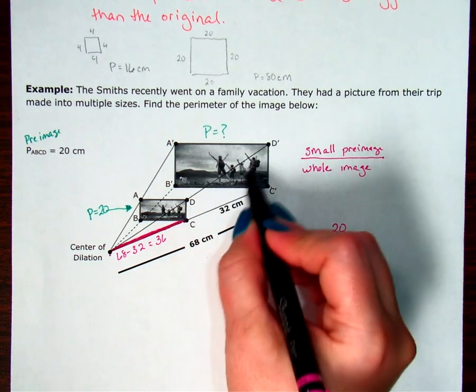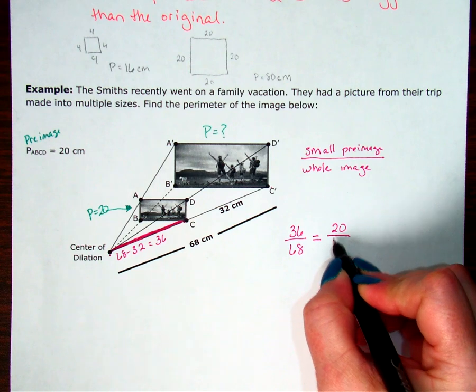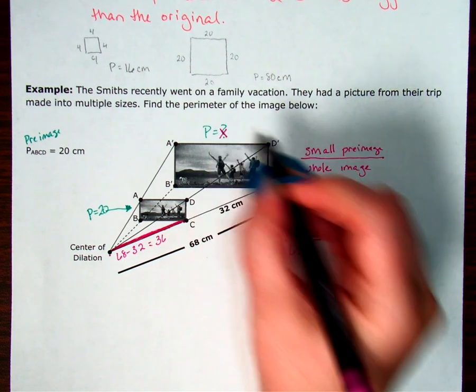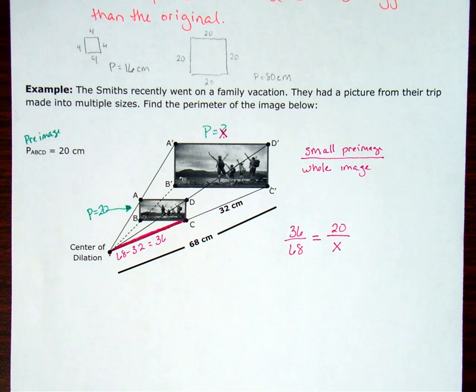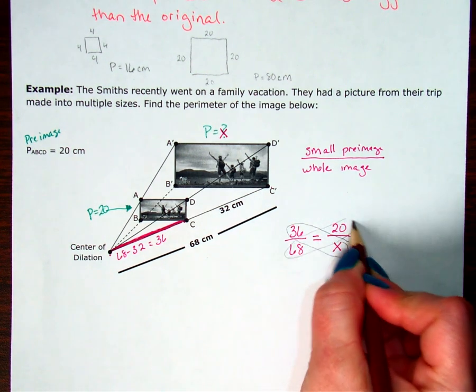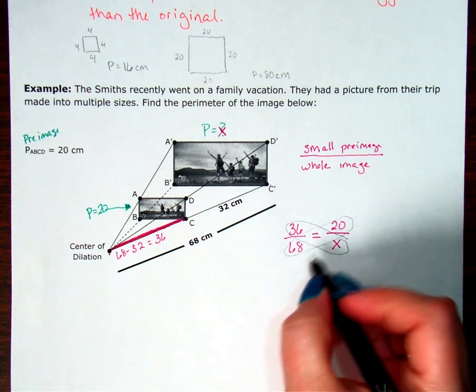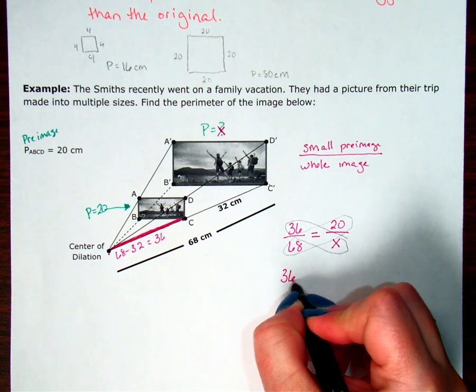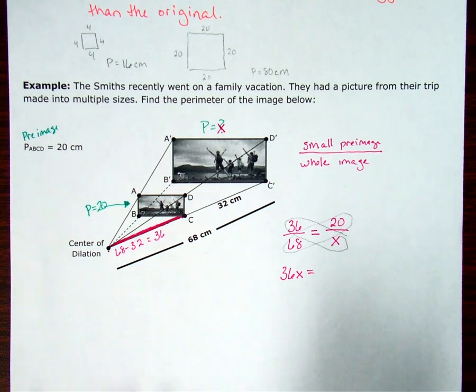perimeter, which is what I'm trying to find. We can think of this as x, and then we'll be able to have that perimeter. So all we need to do for this one is just cross multiply. When I cross multiply, I'm going to get x times 36 equals 68 times 20.